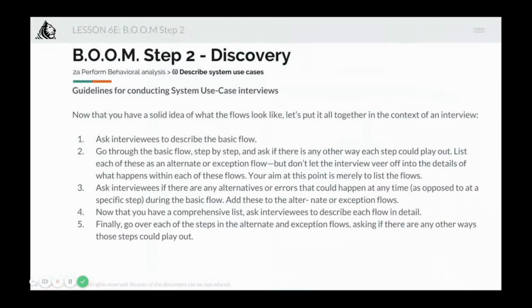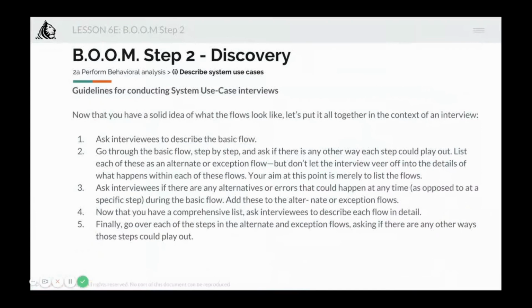So what are the guidelines for conducting system use case interviews? Well, interviews are pretty much the same. And I covered this in the start of this particular unit, and I'll suggest you refer back to that slide. But let me just give you a particular scenario of a system use case interview. You will typically start by asking the interviewees to describe the basic flow, that is the happy flow. Then go through the basic flow step by step and ask if there is any other way each step could play out.